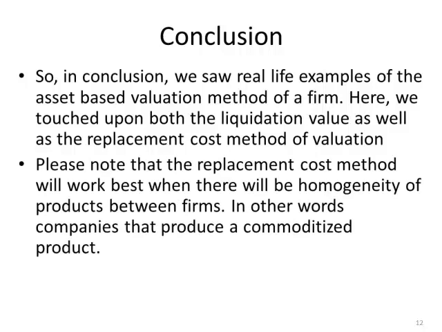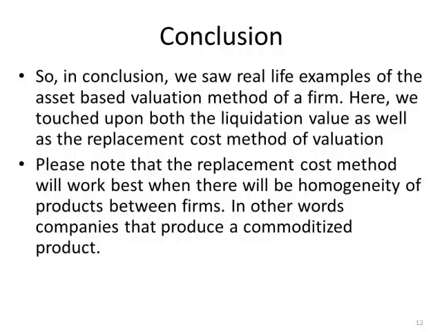And one key point about the replacement cost method is that it will tend to work best when we have homogeneity of products between firms. So homogeneity means that firms are producing the same product. Okay, so we can think of this as being a commoditized product. So let's say a firm is selling cement, like this company. That's a commoditized product because one firm selling cement and another firm selling cement would be selling the same thing, right? The cement should be the same.